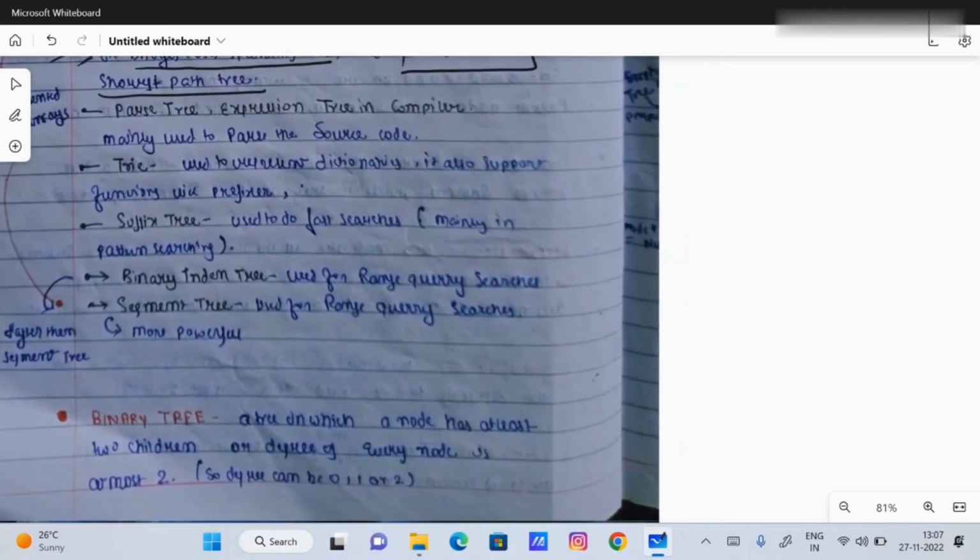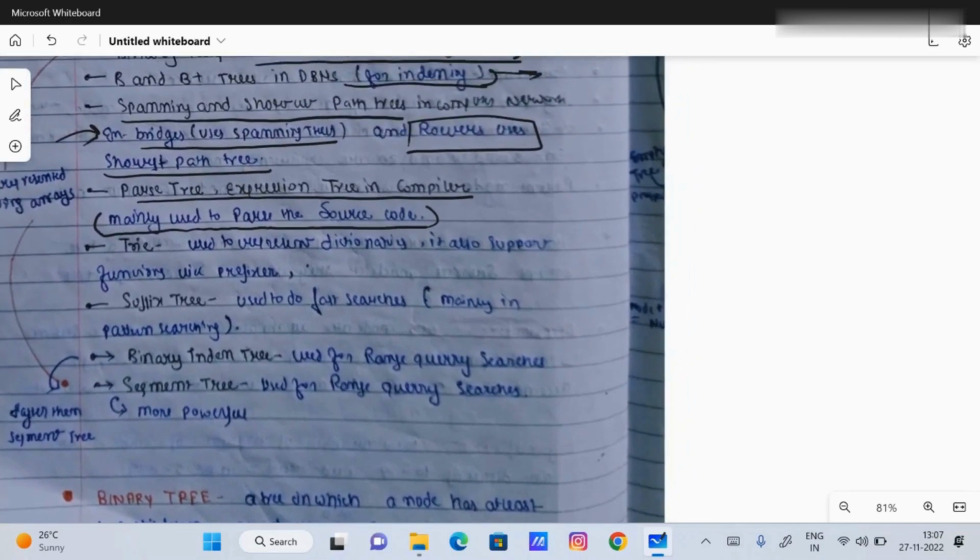Okay, parse tree, expression tree in compiler, mainly used to parse the source code. You have to see this thing in detail also, what the parsing is, how it is done, and how to do it. Okay, so parse tree, expression tree in compiler, how it is done.